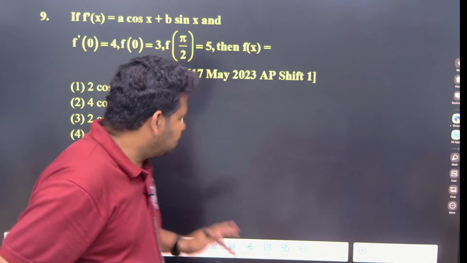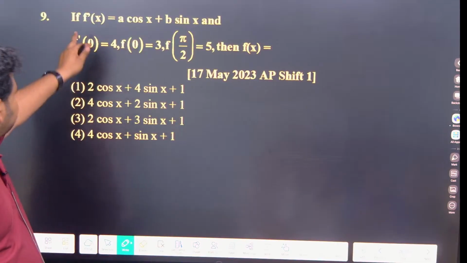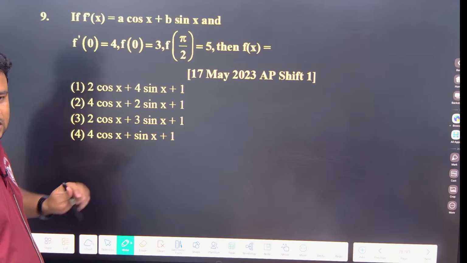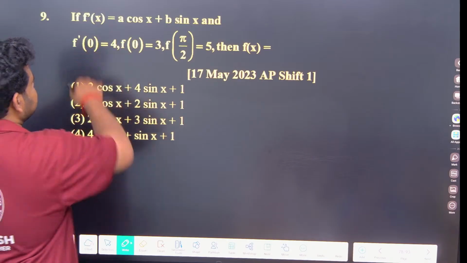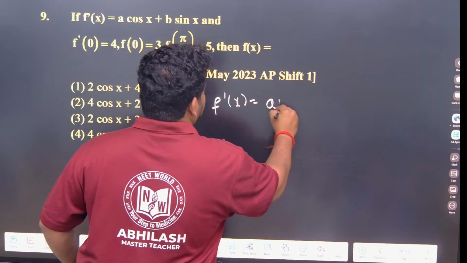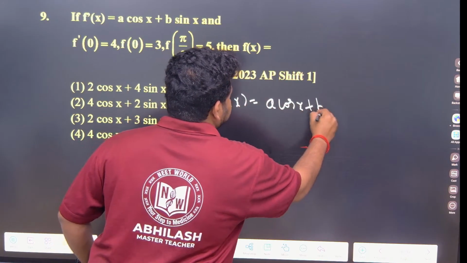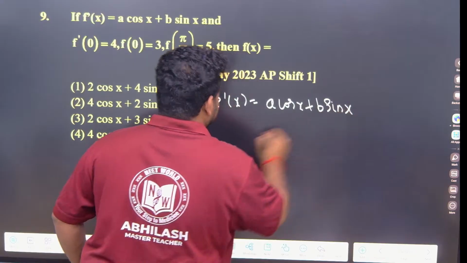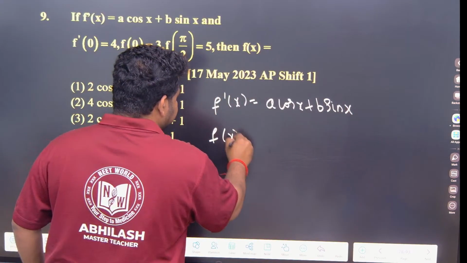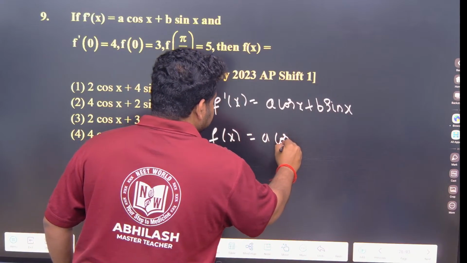So clear? Now see here, f dash of x is given. F dash of x is given means I want f of x. Integration. So if I integrate this, what will I get? F dash of x is given to be a cos x plus b sin x. Correct? So if I integrate, I will get f of x. So f of x will be, what is this? A cos x.